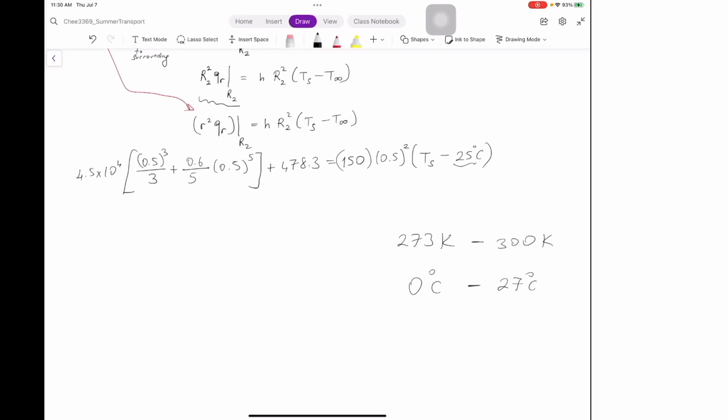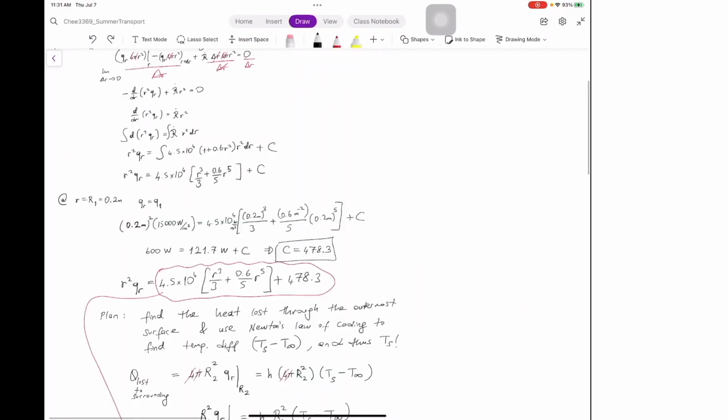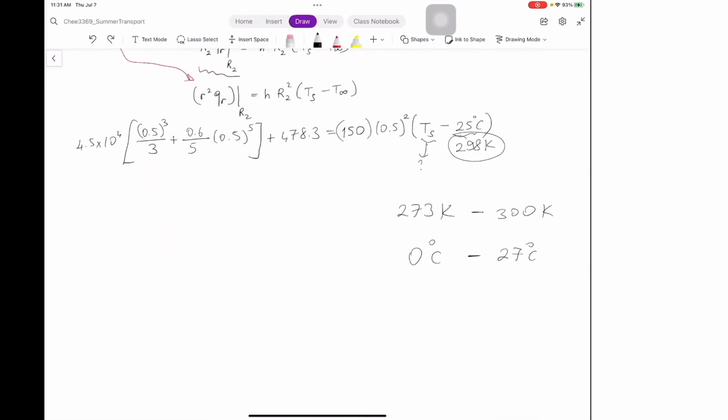So you can write it in Kelvin if you like, which is 298 Kelvin. But then you're going to find in Kelvin this thing. But then you can subtract that 273 to go back to centigrade. So you can write it in this form. If you write it in Kelvin, Ts you're going to find in Kelvin. If you write it in centigrade, you're going to find the Ts in centigrade. Does that make sense? Yes, thank you. No problem.